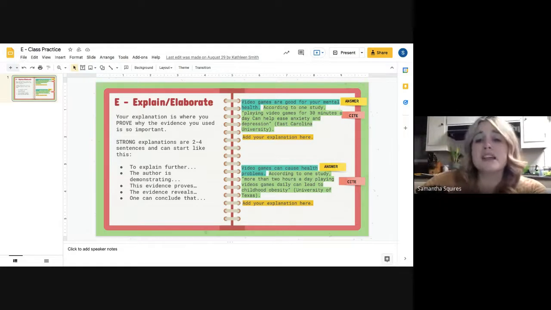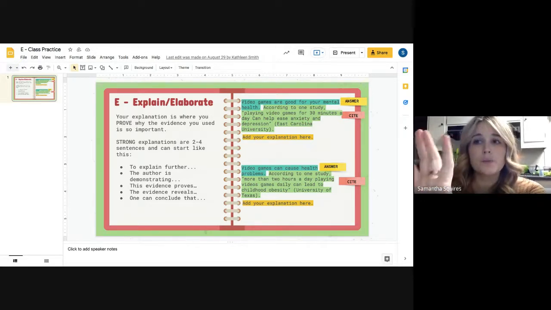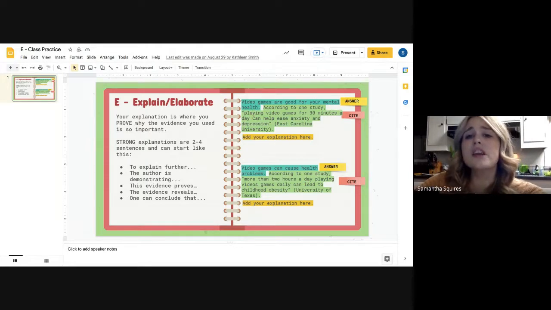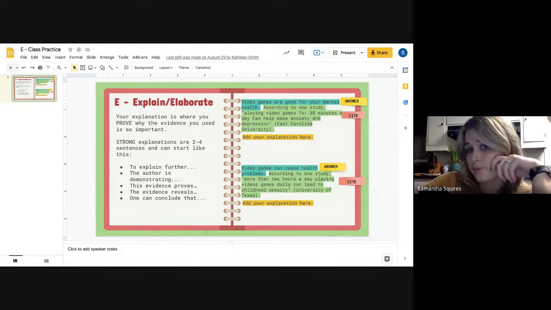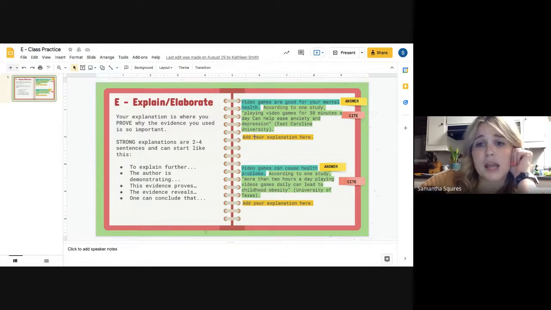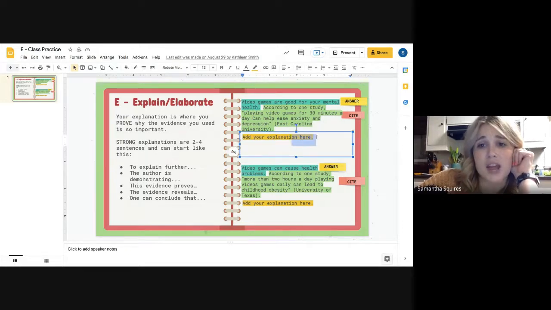So they gave us an answer and they gave us a cite. So you have to add in your own explanation. You have to say why you agree with this, or an example of why you think it's true. So the answer is video games are good for your mental health. The cite is, according to one study, playing video games for 30 minutes a day can help ease anxiety and depression. Now we have to add an explanation.